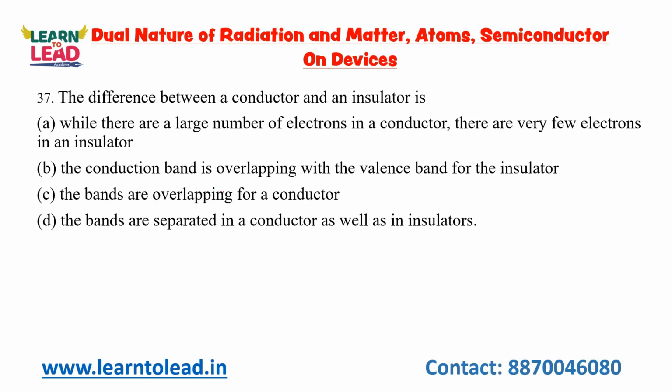Next. The difference between a conductor and an insulator is that the bands are overlapping for a conductor. Correct? The valence band and the conduction band overlap in a conductor.